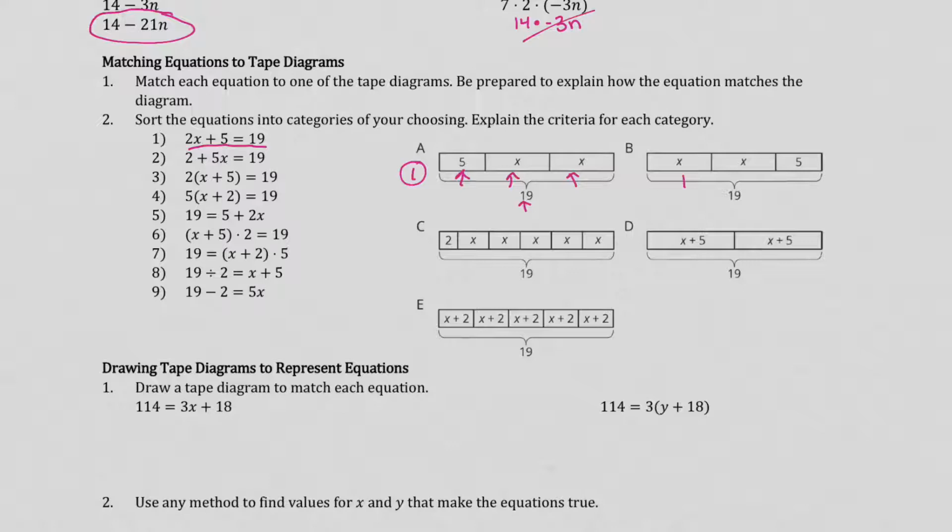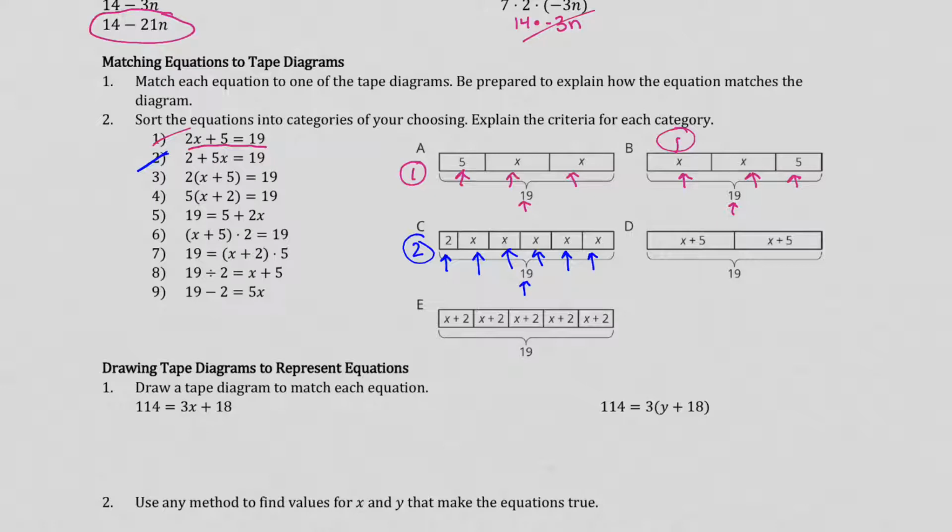And if we look at B, it also has 2 x's and a 5, and it equals 19. So it can actually work for both of those. So 1 is done. Then number 2, 2 plus 5x equals 19. So we should have a 2 and then 5 x's. If we look at C, it has a 2 and 5 x's, right? And it equals 19. So 2 goes with C. There's nothing else with 5 x's and just a 2, so that's the only one.